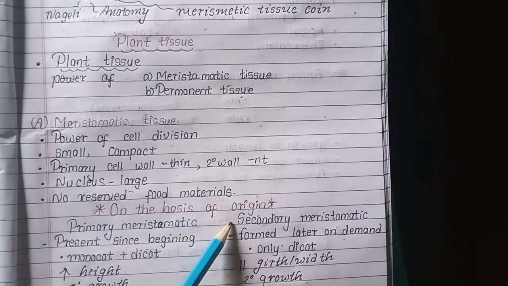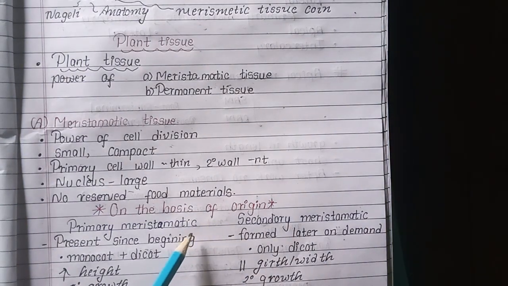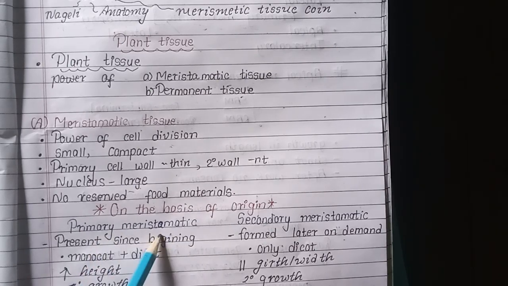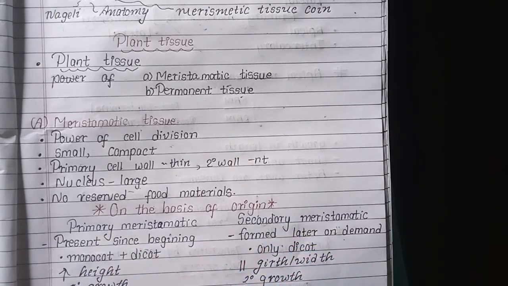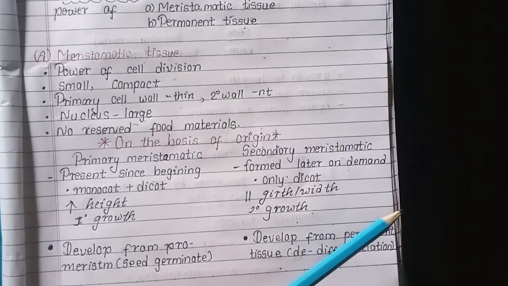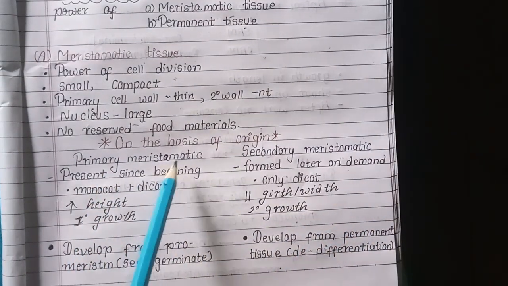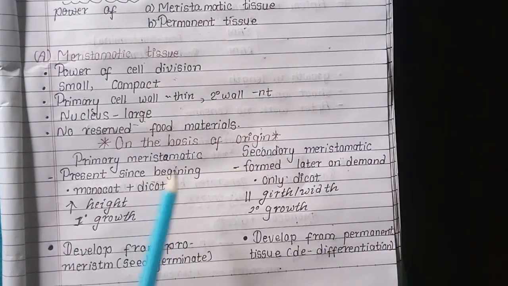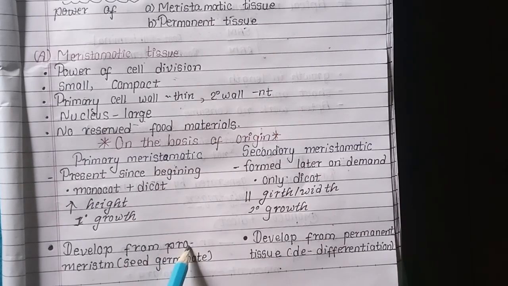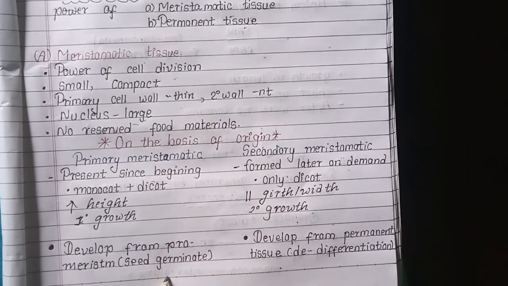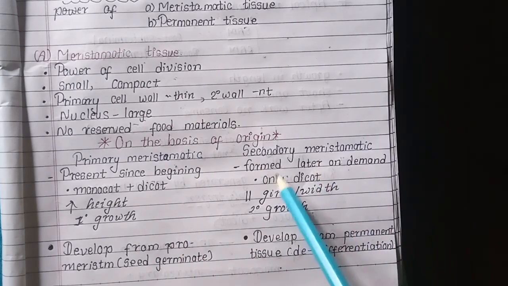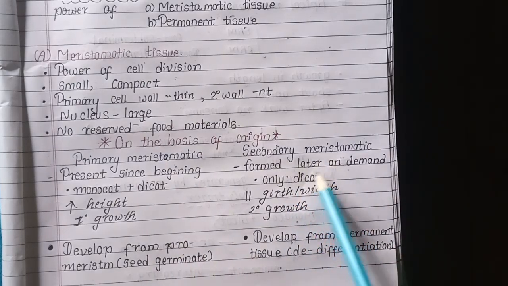On the basis of origin, meristematic tissue is divided into two types: primary meristematic and secondary meristematic. Primary meristematic is present since the beginning, developed from the promeristem, when seeds germinate. Secondary meristematic forms later, on demand.